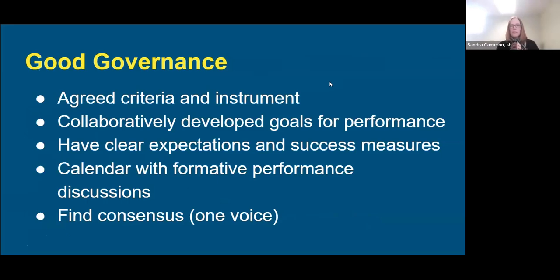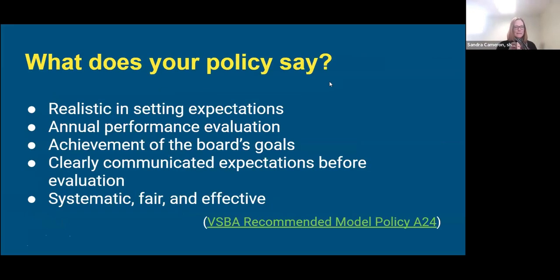Okay, well, we are on what does your policy say? There it is. The VSBA provides a model policy, it's A24, that addresses the board superintendent relationship. And within that model policy, there's language that states annually, the board evaluates the superintendent's performance. The superintendent is accountable to the school board for achieving the board's goals, and the board is responsible for clearly setting forth and communicating its expectations before the evaluation takes place. The board will evaluate the superintendent's job performance in a way that is systematic, fair, and effective. So that language is right out of the model policy. And I wonder, Jamie and Kathy, did you adopt this model policy? It's a recommended.